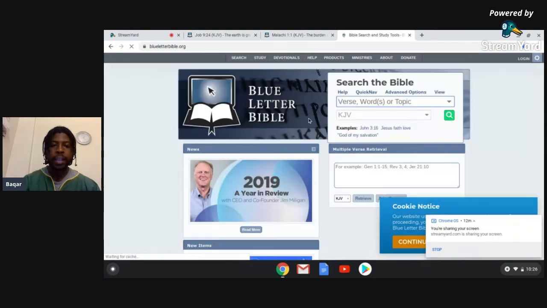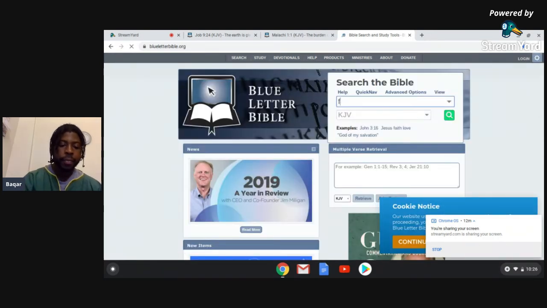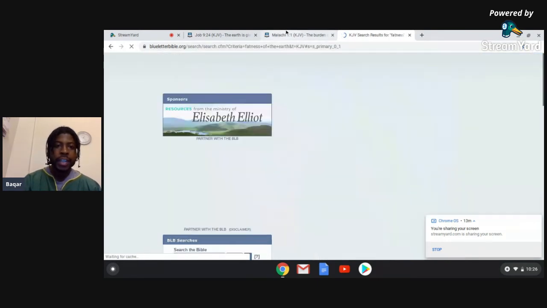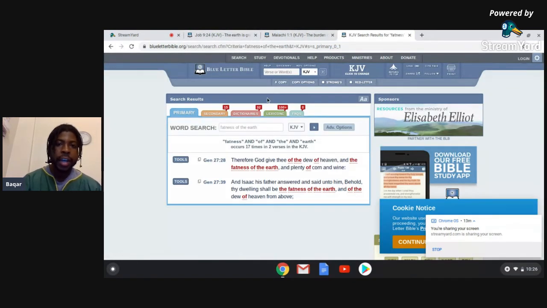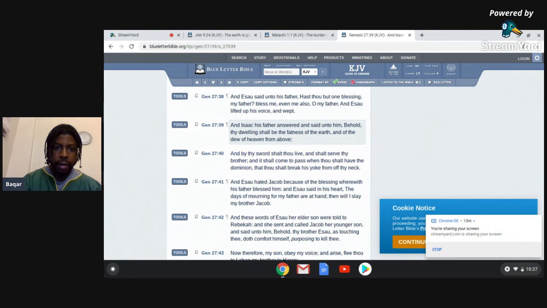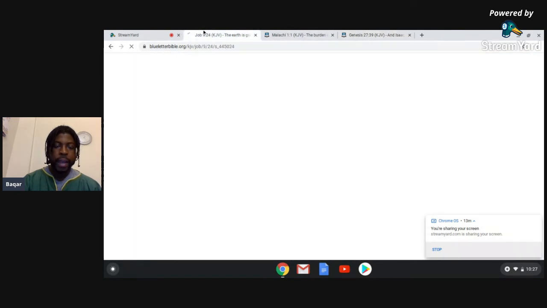Just like when you write an essay, you've got to get your supporting details, and then you've got to cite it. That's what we're doing here. We're getting our supporting details and we're citing it. So a supporting detail to answer the question in Job 9:24 of who is that wicked that the earth has been given into their hand will be Malachi 1:1. This is my supporting evidence to explain who this wicked is. And the next precept would be Genesis 27:38. Now, back to Job 9:24.